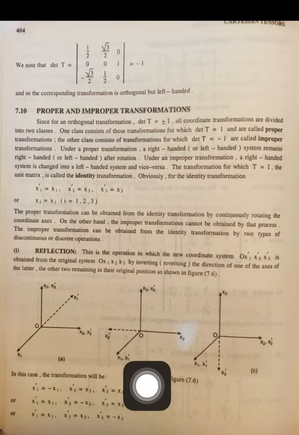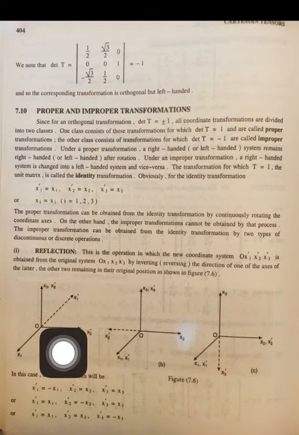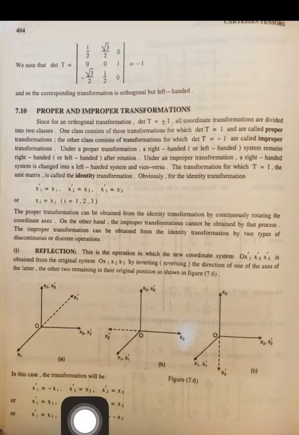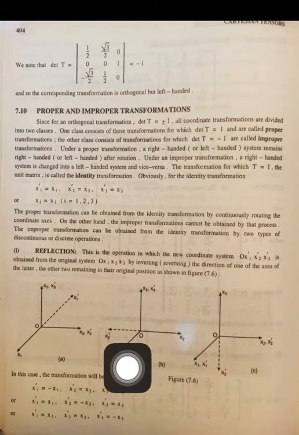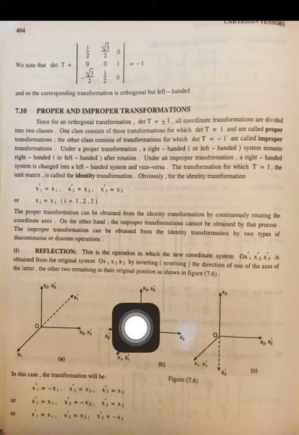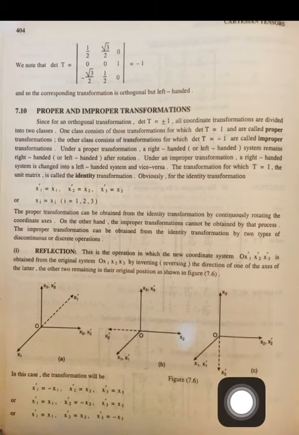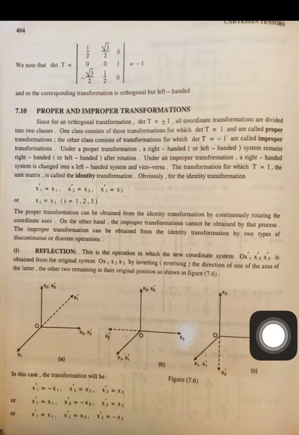So in this case the transformation will be x1 dash equals minus x1, because the direction is changing here, and all the other axes are the same. In the second figure, x2 dash equals minus x2, and all the other axes are the same. In the third, x3 dash equals minus x3. So this is called the reflection.